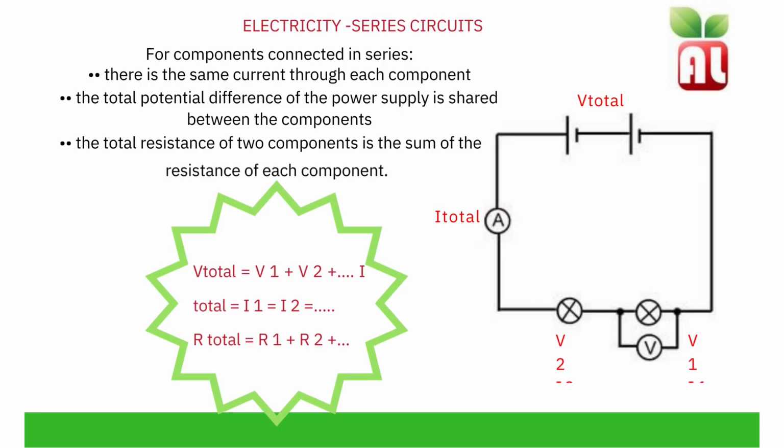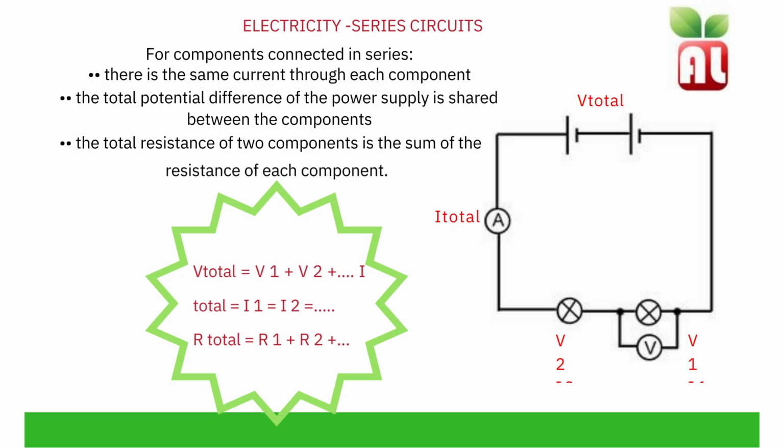Series circuits. For components connected in series, there is the same current through each component, as there is only one way in which current can flow. The total potential difference of the power supply is shared between the components. For example, if you have a 6-volt battery and 2 identical bulbs connected in series, each bulb will be provided with 3 volts. The total resistance of the 2 components is the sum of the resistance of each component.